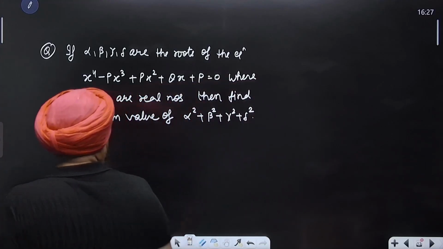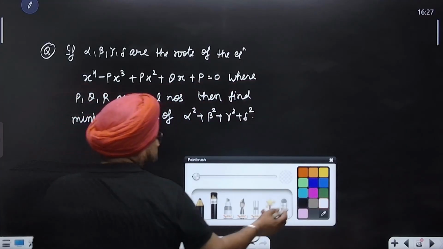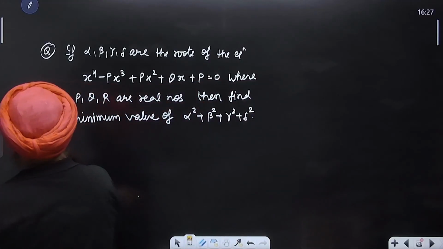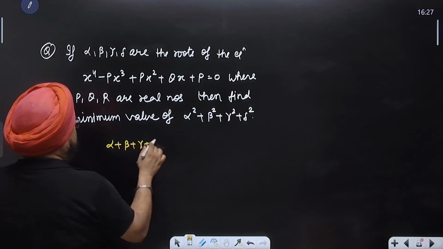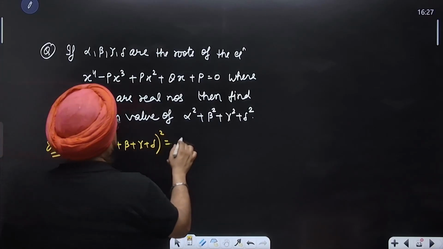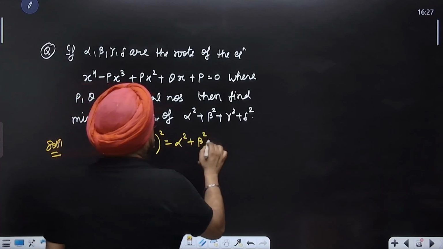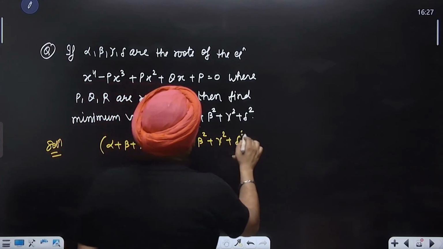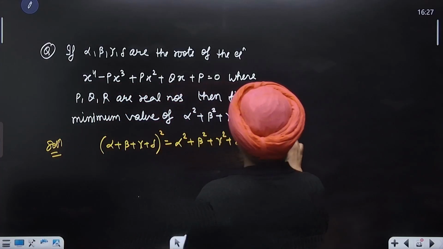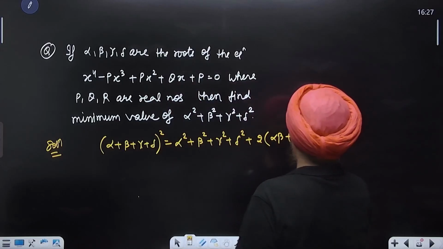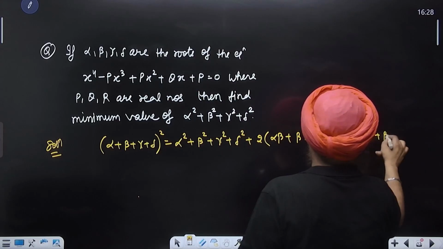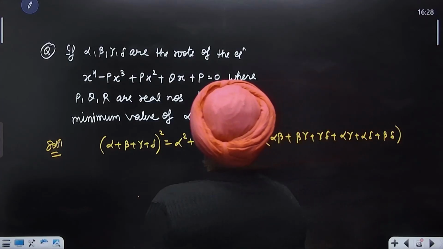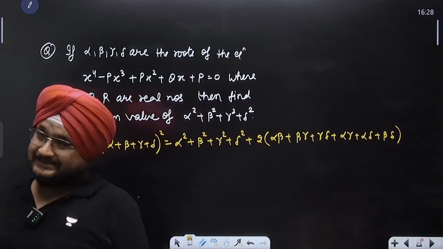So we have to find the expression, the sum of squares. See, (alpha plus beta plus gamma plus delta) whole square will be equal to the sum of the squares plus 2 times the sum of products taken 2 at a time. Okay, this you must know.